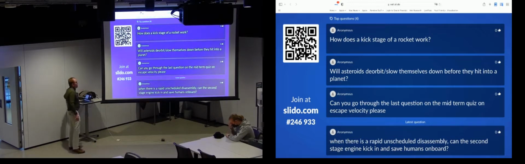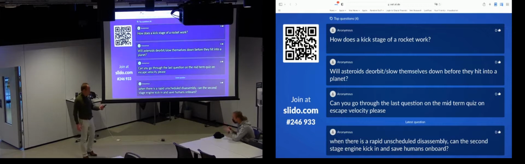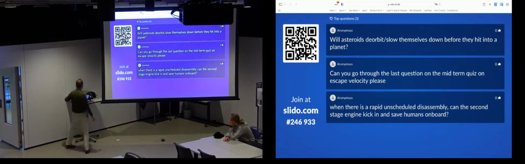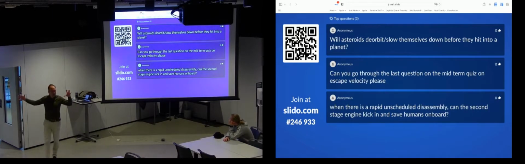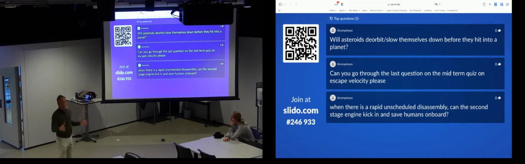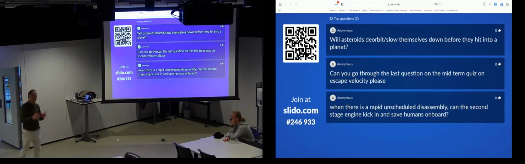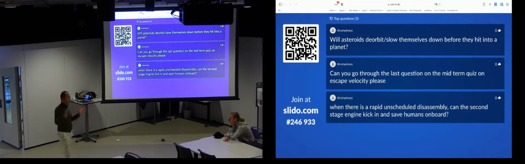Question 2. Will asteroids deorbit, slow themselves down, etc., before they hit a planet? So I've got a lump of ice with an iron core floating through space, or a comet. It gets sucked into the gravity well of a planet, spirals, enters the atmosphere. There is nothing in that process prior to it interacting with the atmosphere to take any energy out, right? It doesn't have a rocket motor on it. We can't slow it down that way. So the only thing that will take energy out is the atmosphere and then the surface of the planet, if there is one.